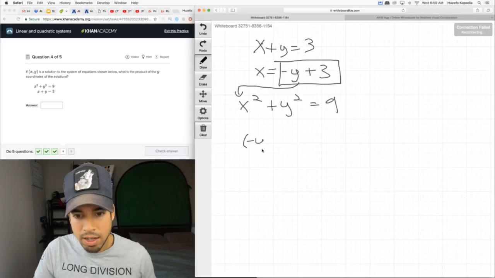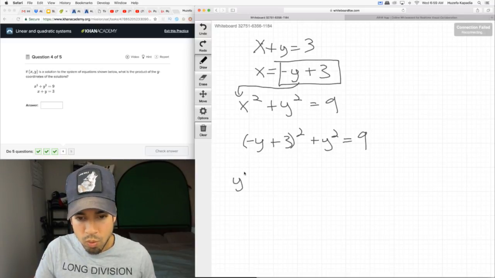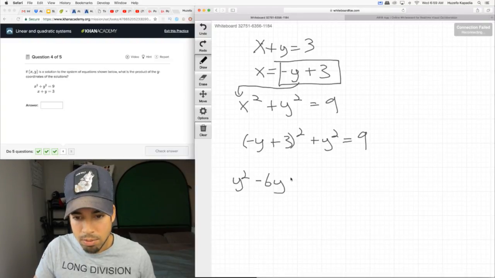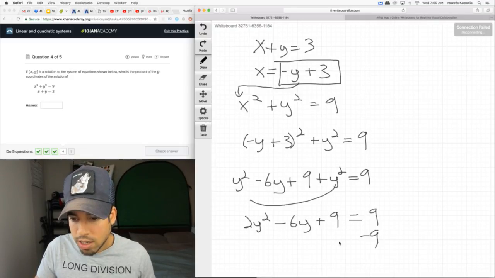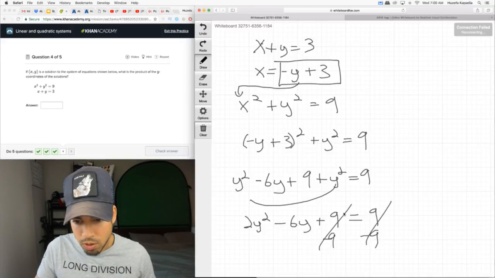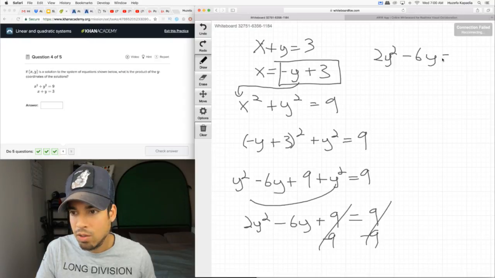We now have negative y plus 3, squared, plus y squared equals 9. This becomes y squared minus 6y, that's negative 3y and negative 3y added together, plus 9, plus y squared equals 9. These combine to give us 2y squared minus 6y plus 9 equals 9. We subtract 9 from both sides. These both go away. So now we have 2y squared minus 6y equals 0.